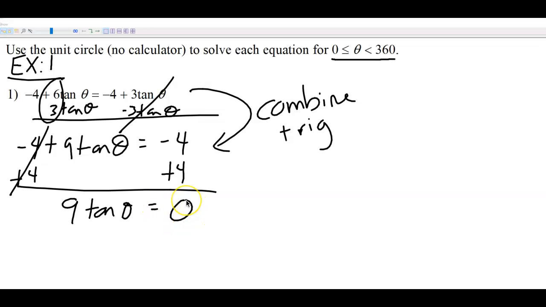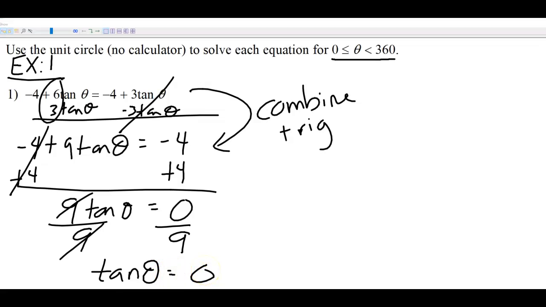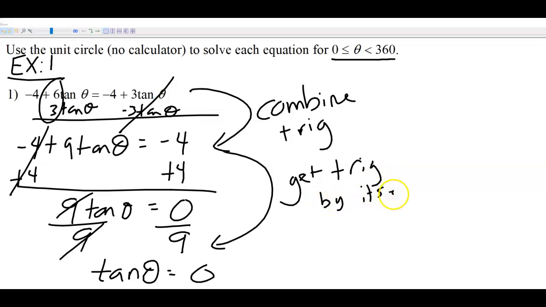And that just gives me 9 tangent equals 0. And then I'm going to divide both sides by 9. And 0 divided by 9 is still 0. And at this point, the next step, basically, is get tangent by itself, or get the trig ratio by itself. After that, we're just going to use our unit circle, and we're going to solve like usual.